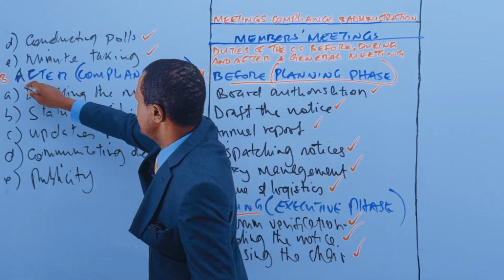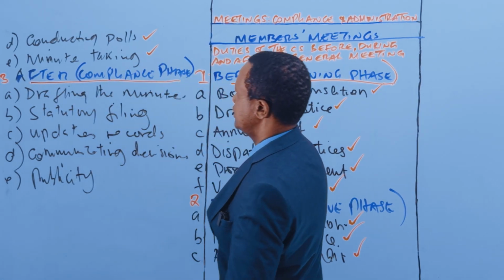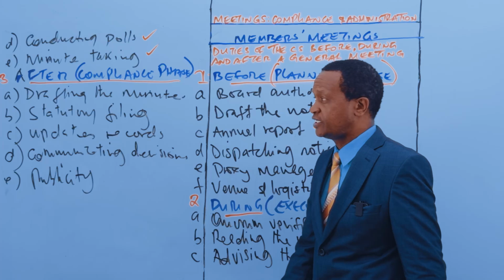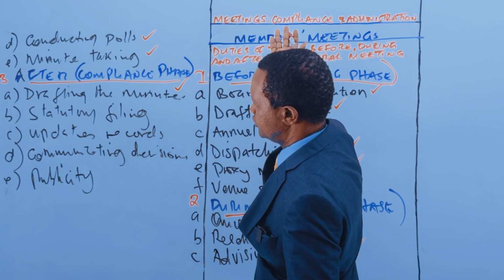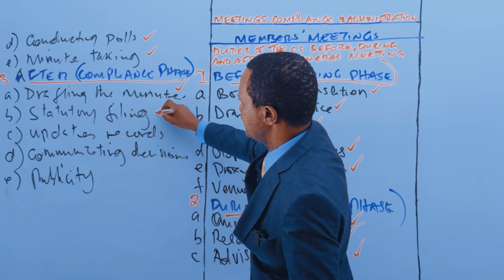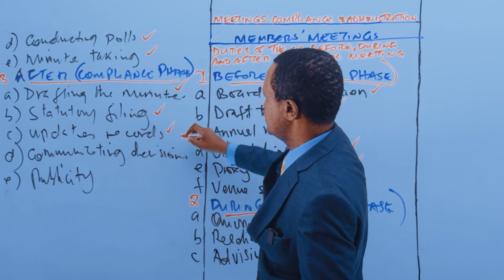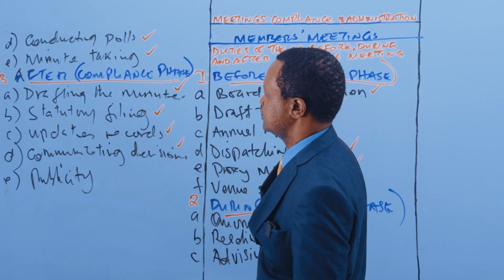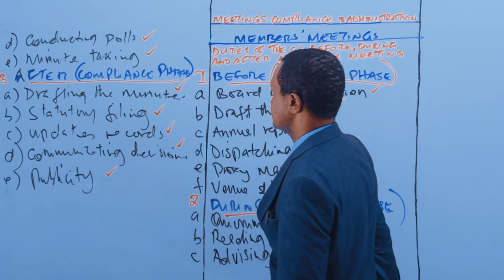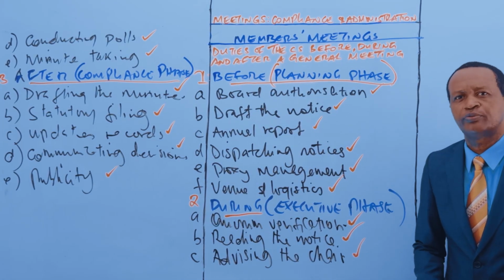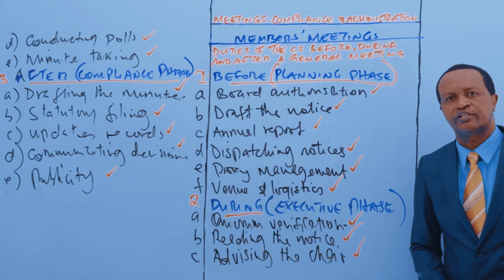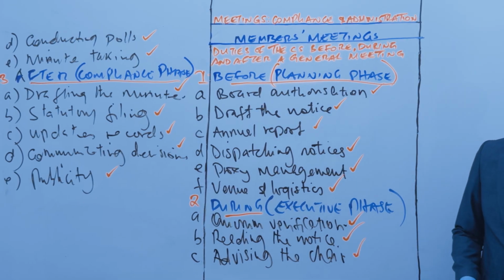Then lastly, we have discussed the duties of the secretary after the meeting. That is the compliance phase. One is to draft the minutes, then they are signed by the chair. Statutory filing, updating records, communicating decisions to relevant parties, then publicity. So that's all for today's lesson on the duties of the corporate secretary before, during, and after a general meeting.